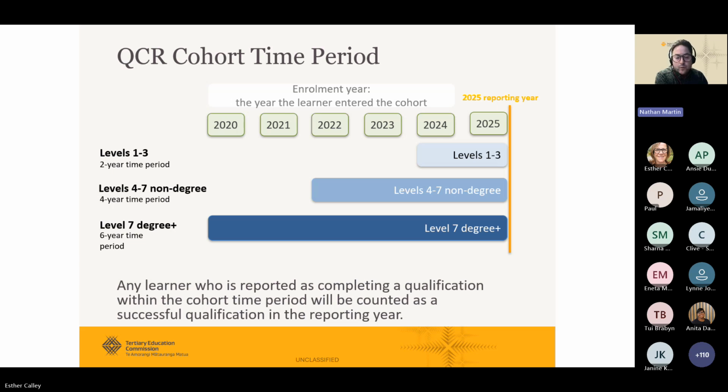This is another way of thinking about it. For levels 1 to 3, it is all the learners who started in 2024. For levels 4 to 7 non-degree, it is learners who started in 2022, and for level 7 degree and above, it is learners who started in 2020. Due to the cohort-based methodology, the qualification completion rate will relate to the 2025 reporting year.